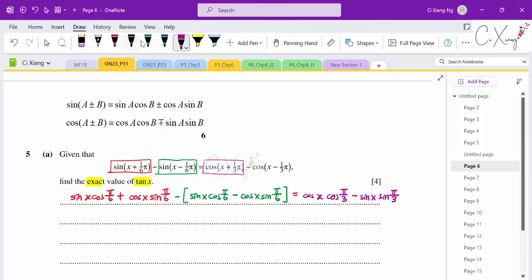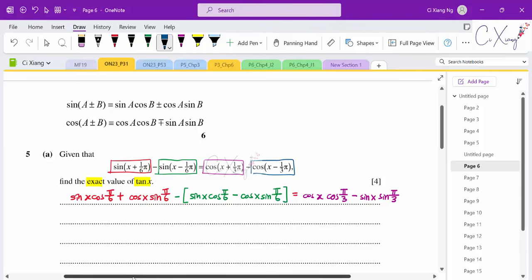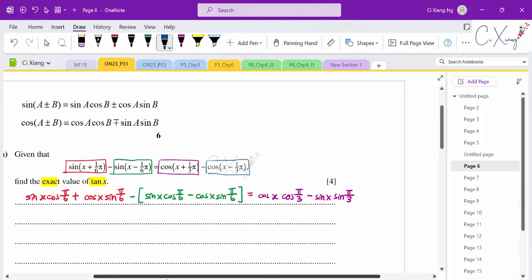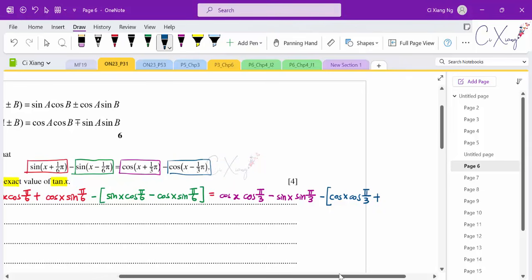Okay, then the last term that we have is this one, cos A minus B. So you need to put a minus sign here. Therefore, I put a minus sign with a big bracket. So cos A minus B will give me cos A cos B, so cos x cos pi over 3, plus, inside is minus, then outside is plus, right? So sine A sine B. So you have sine x sine pi over 3.